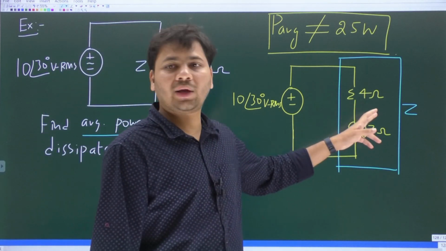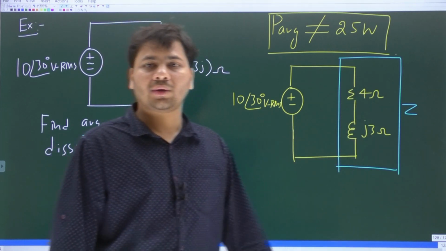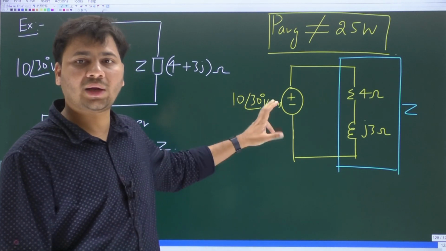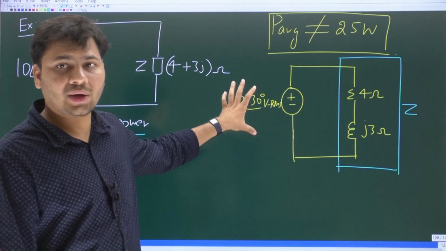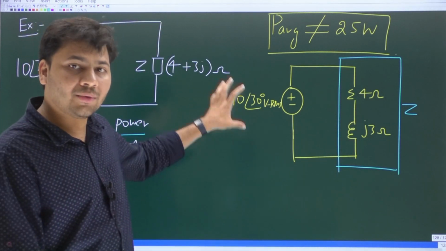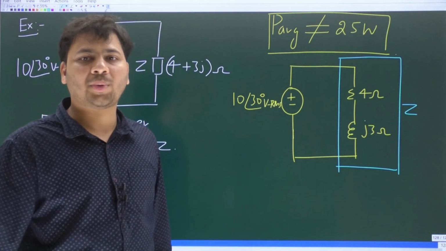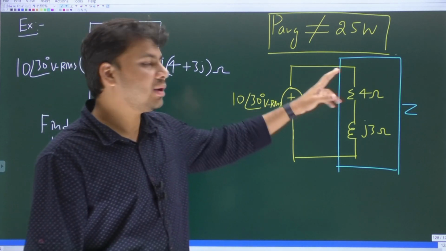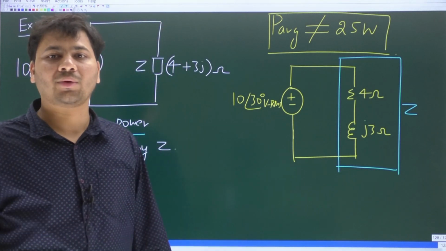So the only element that will contribute to average power absorption is this 4 ohm resistance. But the thing is, this voltage, 10 at an angle 30 degrees volts RMS, will not entirely appear across the resistor. This voltage will actually get divided between the resistor and the inductor. If 10 volts entirely appeared across the resistor, then the average power dissipated by the resistor would be the square of the RMS voltage, 10 into 10, 100, divided by the resistance 4, 100 by 4. As you all said, it would be 25.